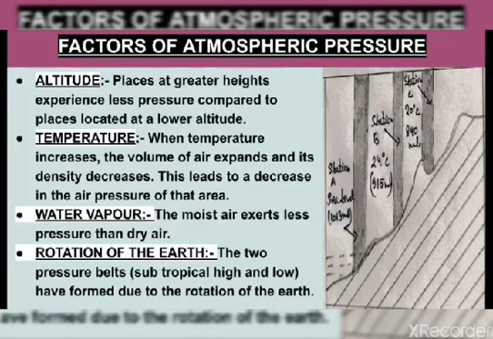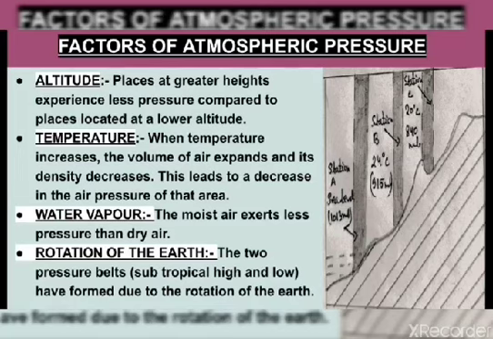Next is temperature. When the temperature increases, the volume of air expands and its density decreases. This leads to a decrease in the air pressure of that area. On the other hand, when temperature decreases, the air gets cooled. Its volume contracts and becomes dense as the molecules in it are closely spaced. Therefore, cold air becomes heavy and descends. This leads to the formation of high pressure.